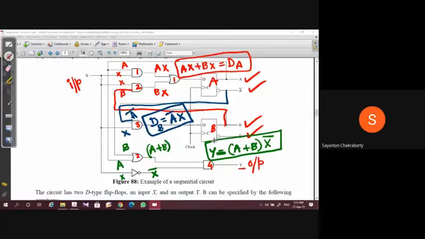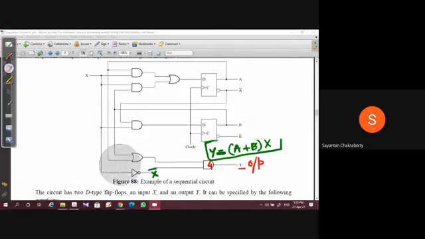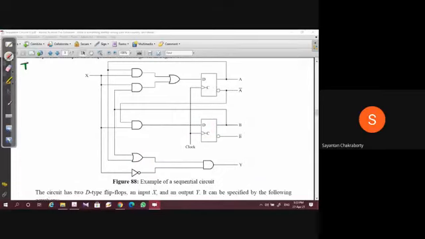I request you to just note down these three equations, because in the next step we will develop the corresponding state table for this. If possible, I'll just write down the equations.